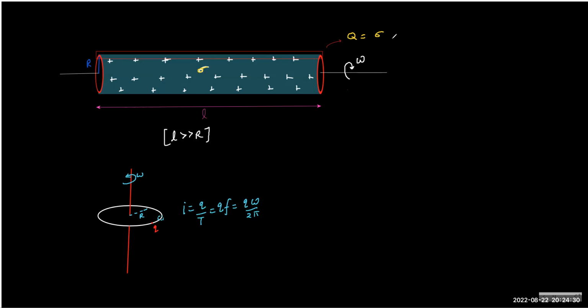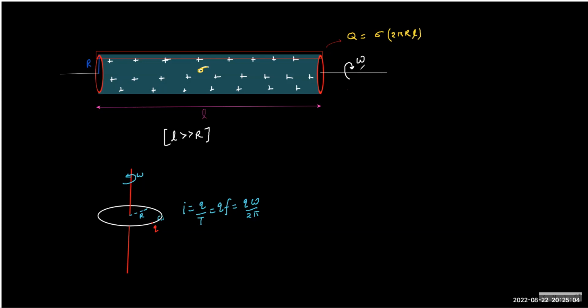No. Sir, it is the surface of a cylinder, no? Yes, sir. So what is the area of the cylinder? Curved surface area. So curved surface area is 2 pi R. Sir, I said this only in the beginning. You said pi R. No, sir. Okay. So the net charge is sigma into 2 pi R, right? Yes, sir. Very good.